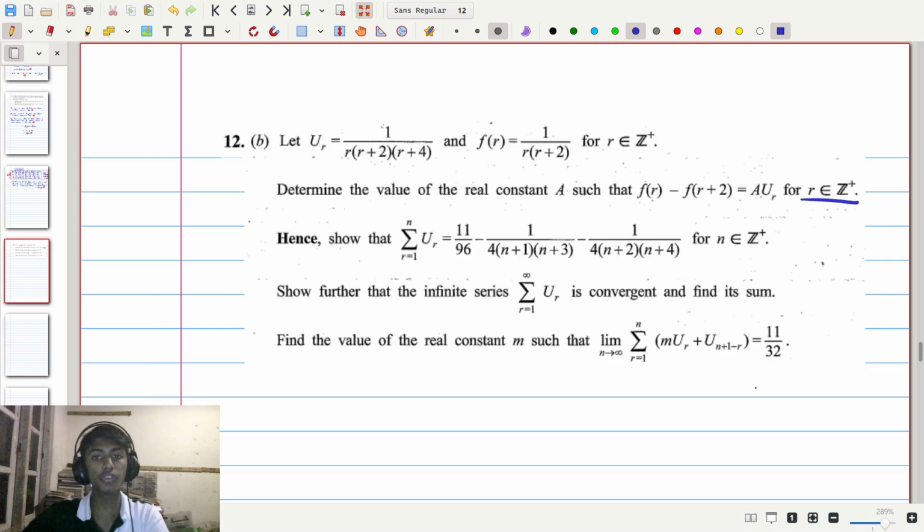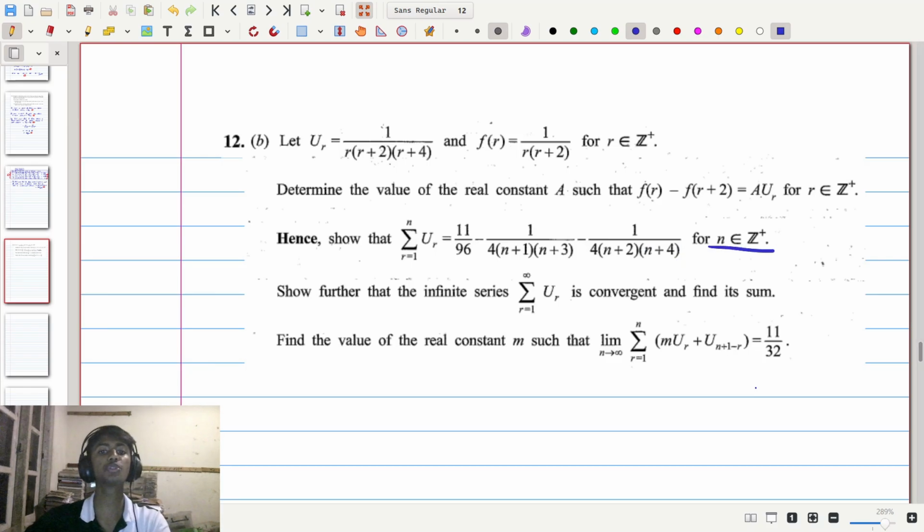Now after we find the value of a such that f of r minus f of r plus 2 is equal to a times u of r, we are then asked to hence show that the sum from r equals 1 up to r equals n of u of r is equal to 11 over 96 minus 1 over 4 times n plus 1 times n plus 3 minus 1 over 4 times n plus 2 times n plus 4, for n an element of the positive integers.